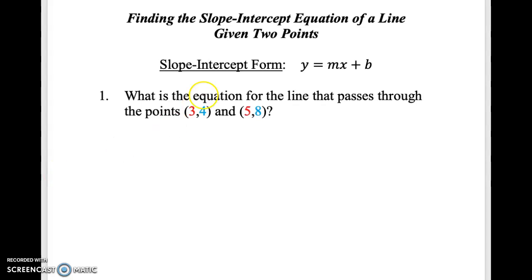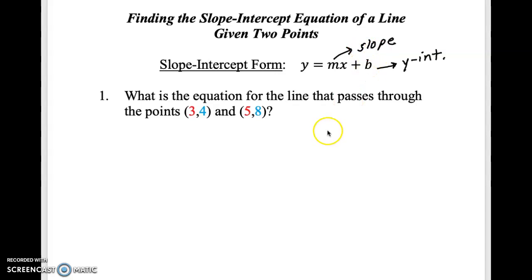If you take a look, I have at the top of the slide the slope-intercept form, which is y equals mx plus b. And keep in mind that the m stands for our slope, and the b stands for our y-intercept, or the point where the graph crosses the y-axis.